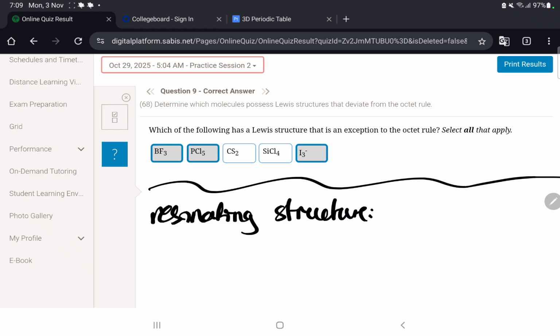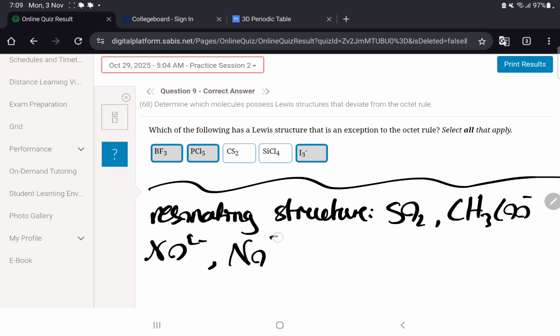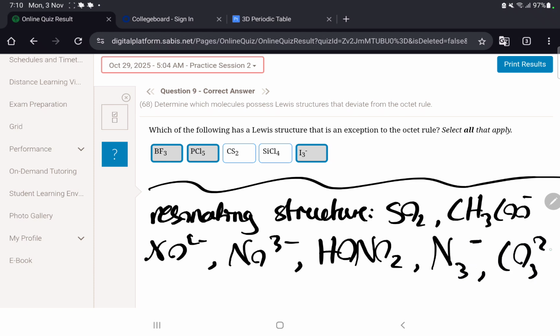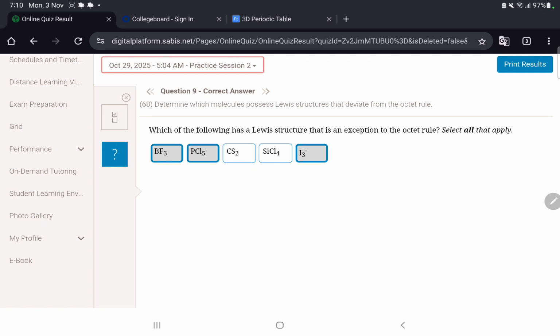You have SO2, CH3COO minus, NO2 minus, NO3 minus, HONO2, N3 minus, CO3 2 minus, O3, C6H6, and SO4 2 minus. These are the resonating structures. Know them, memorize them for tomorrow.